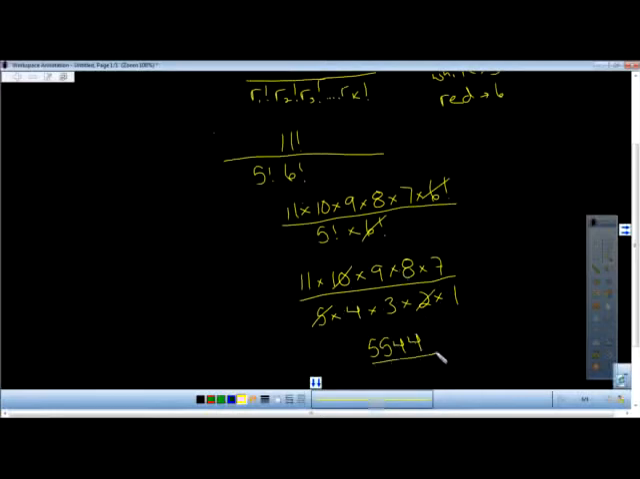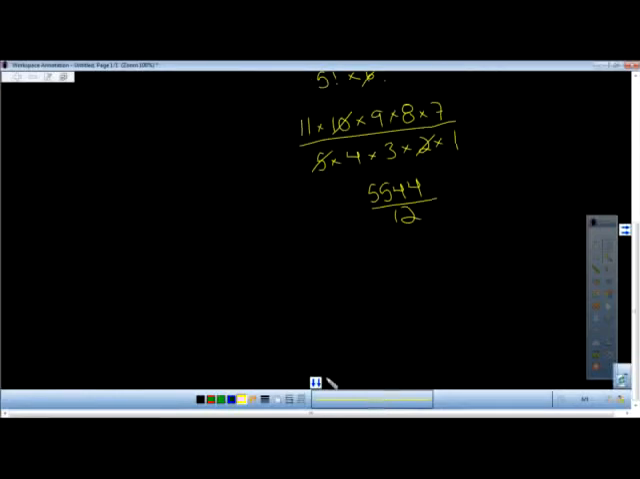Which will give me 5,544 over 4 times 3 times 1, which is 12. And then I'm going to divide 5,544 by 12. And that gives me 462. So I have 462 ways that I could plant these 11 different flowers.